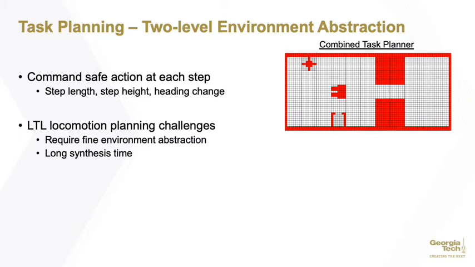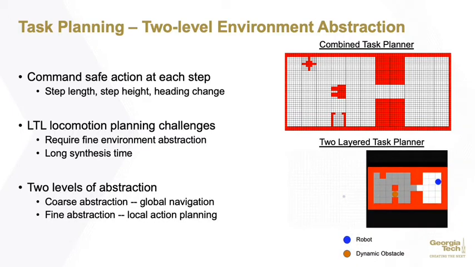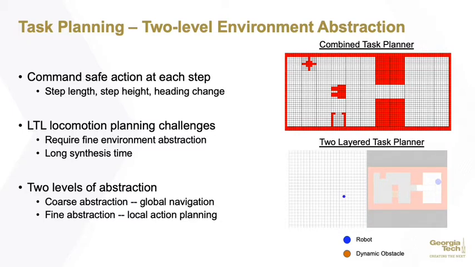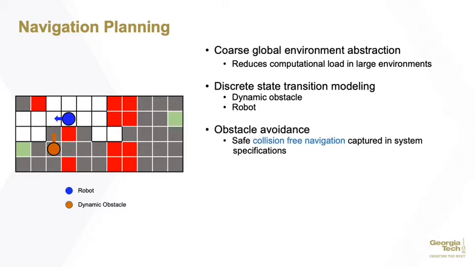We require a relatively fine discretization of the environment to deterministically model the robot's next state based on its current state and action. To avoid the computational burden of such a fine abstraction, we further divide our task planner into two layers: a navigation planner that operates on a coarse global discrete abstraction, and an action planner that operates on a fine local abstraction. We model static and dynamic obstacles in the coarse navigation planning layer, and encode collision avoidance and goal completion guarantees in LTL specifications.